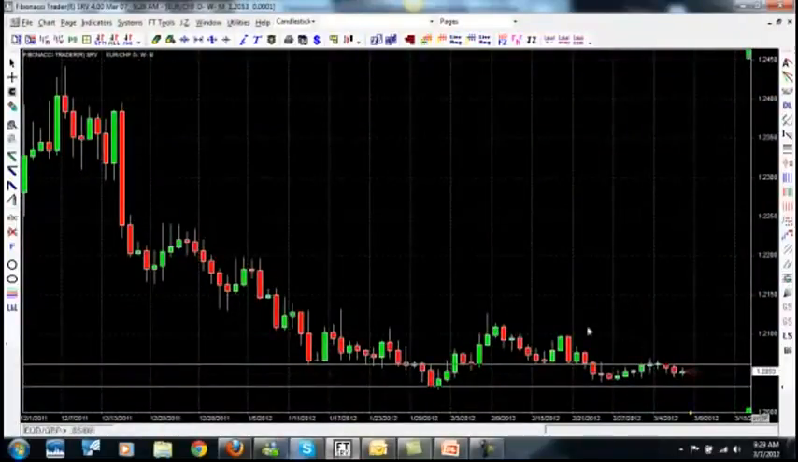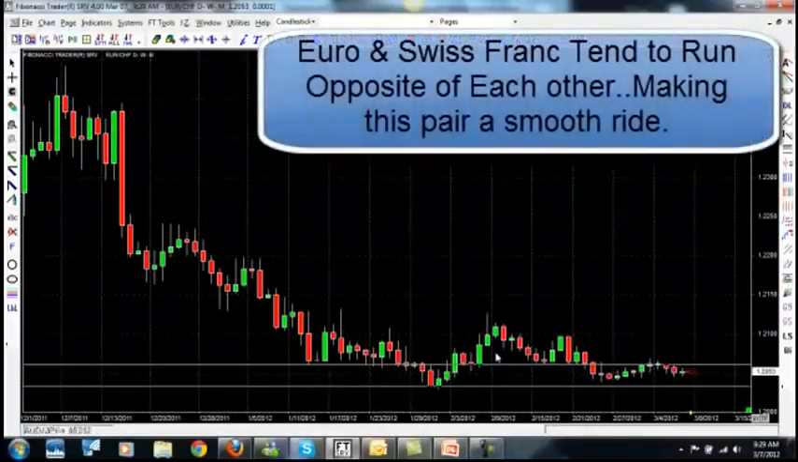The Euro Swissy. Now, the reason the Euro Swissy is not very volatile, you'll see that it doesn't move a real lot, is because the Euro and the Swiss franc are pretty much usually in the same direction, so there's not a lot of movement. But we bought this pair right here.